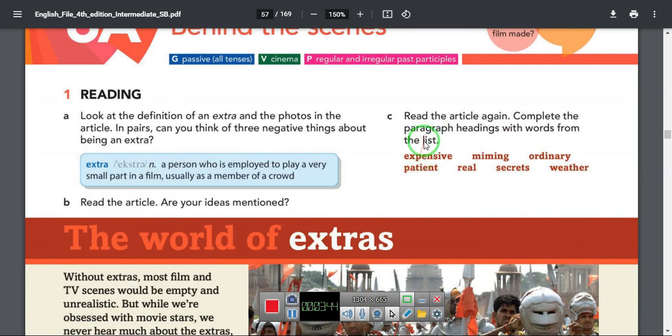But before, please, there are some extra words that should be put into the headings.